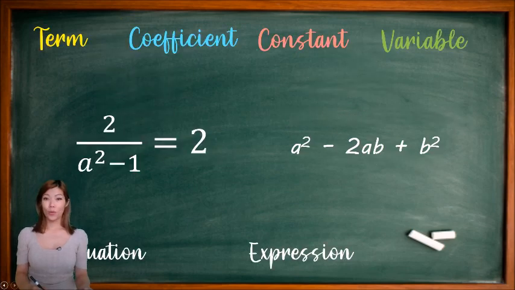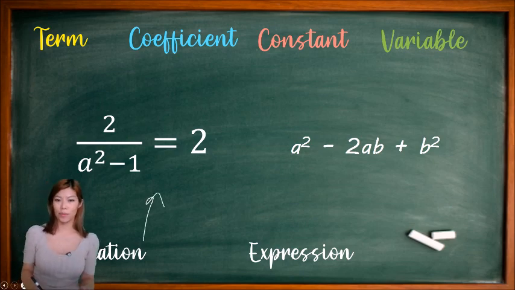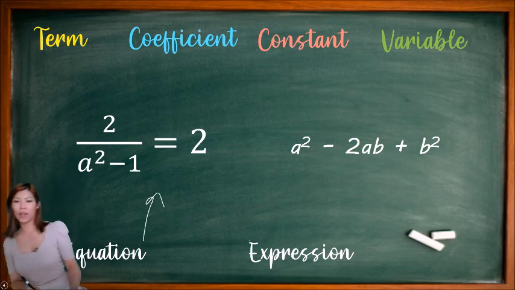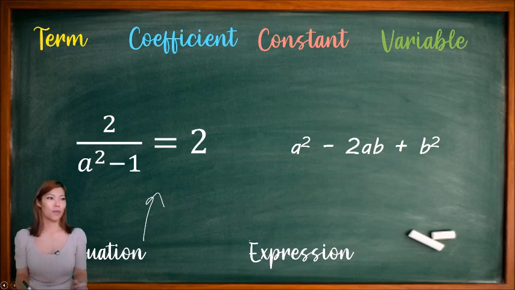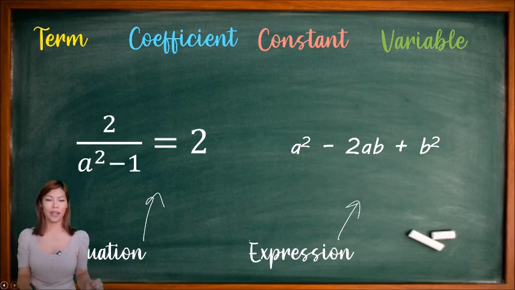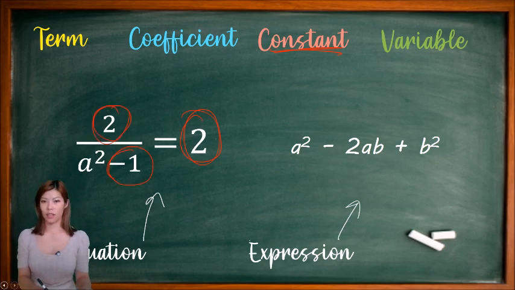So let's recap all the words together. Well, this one is an equation, because it has the equal sign, whereas that one there is an expression because it has no equal sign. Let's do constant next. Where are the constants? So that's a constant, a number by itself. That's another constant, a number by itself that doesn't change, and another constant, a number by itself that doesn't change.